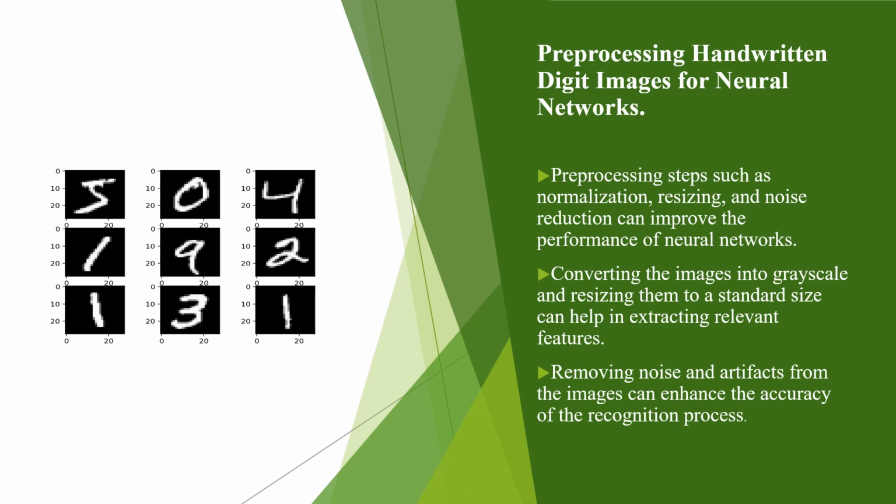Scaling pixel values to a range of 0 to 1 aids neural network performance. Reshaping the data means transforming the image into a format suitable for MATLAB neural network tools, for example, converting each 28 by 28 image into a 784 element vector. Data augmentation is optional, with techniques like rotation, scaling, or noise addition to increase the robustness of the model.